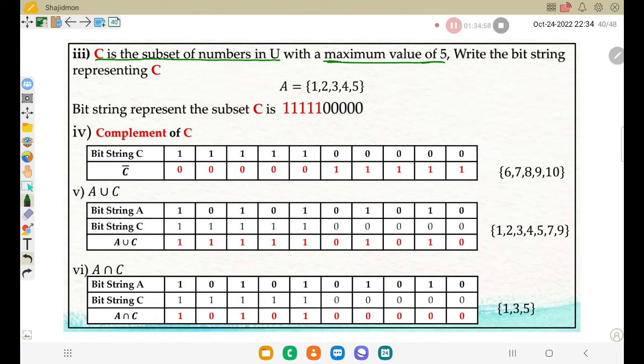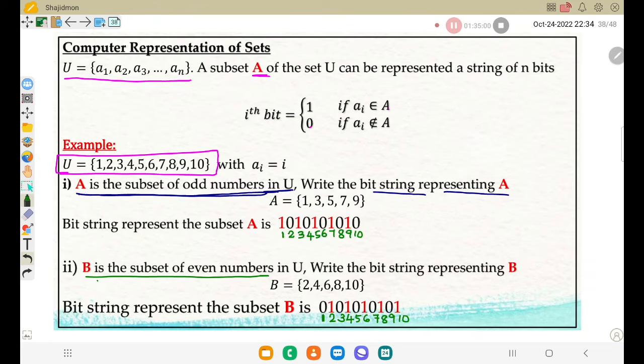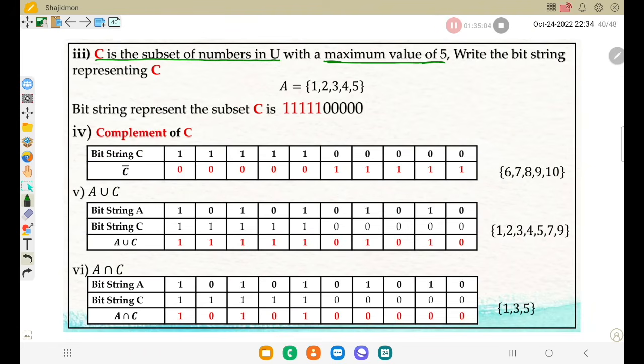Okay, our universal set means up to 10. Up to 10, U equal to 1, 2, 3, 4, 5 up to 10. But here in this question, C is a subset of numbers with maximum value 5. So up to 5 you can take 1, 2, 3, 4, 5. Now how are we writing this 1, 2, 3, 4, 5 in a bit string?